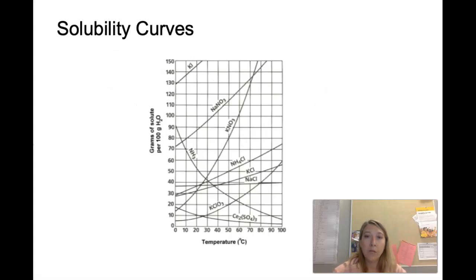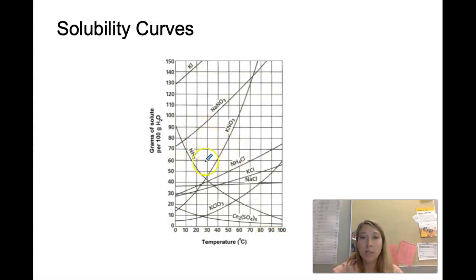So solubility curves are something that we look at. A solubility curve is generally going to have multiple lines on it. Over here it's going to have grams of solute per 100 grams of water. So this is telling me how much of that particular chemical will dissolve in 100 grams of water at a specific temperature. Right, and down here we have our temperature.